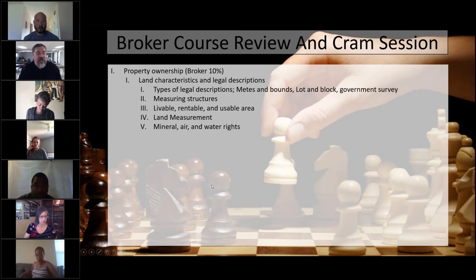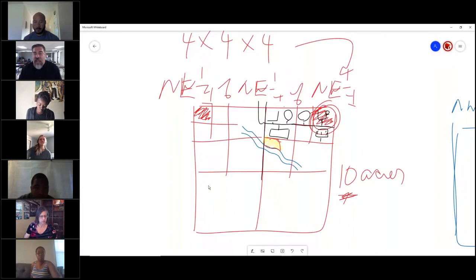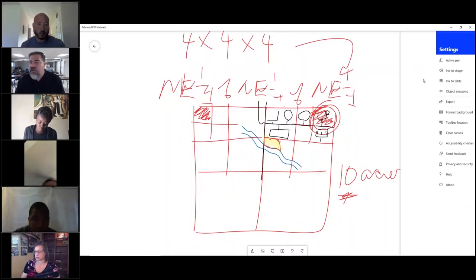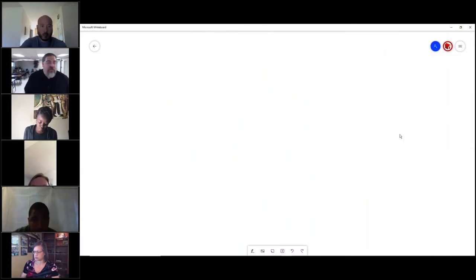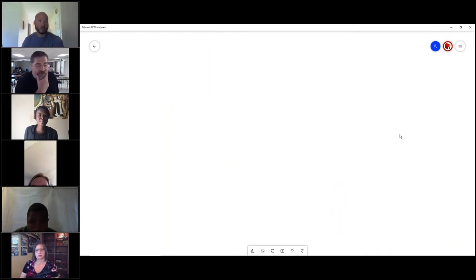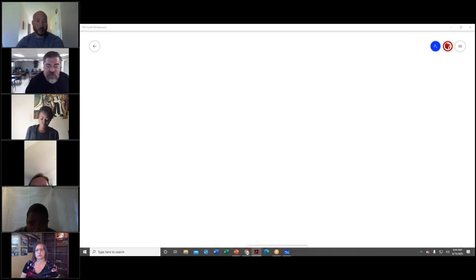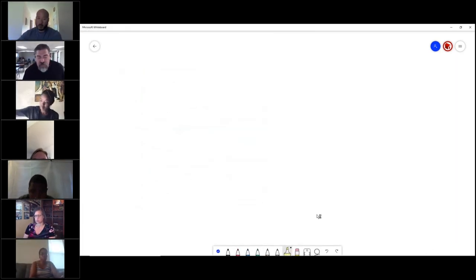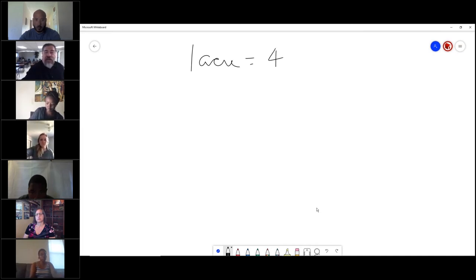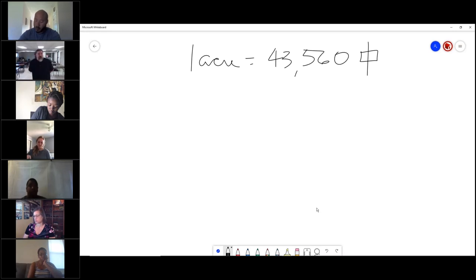Livable land measurements. Let's do a little bit of land equations. This will come in the math, but we can do it here too. All right, so let's do some math. I know you guys will love that. So 1 acre, everybody said a minute ago, is 43,560 square feet. That is the symbol that means square foot.